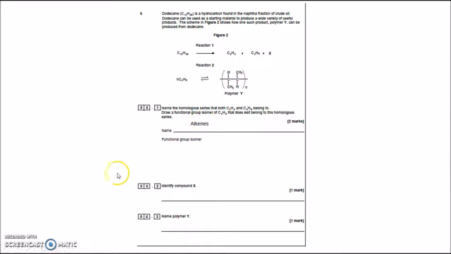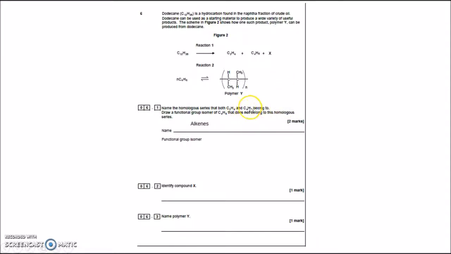Now, what's a functional group isomer? So, a structural isomer is where the molecular formula stays the same, C4H8 stays the same, but the structural formula changes. That's a structural formula. So C4H8 has retained its molecular formula but changed its structural formula.